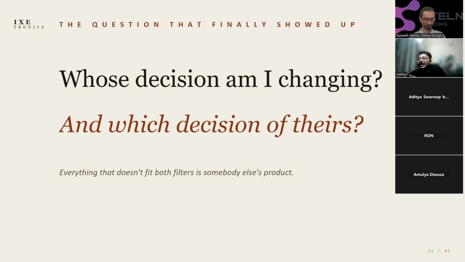Let's say a trader is saying something, but that is not fitting, and he is not your potential customer. Then again, trying to include that feature saying that the trader might be my potential customer is not the right way to approach product design.